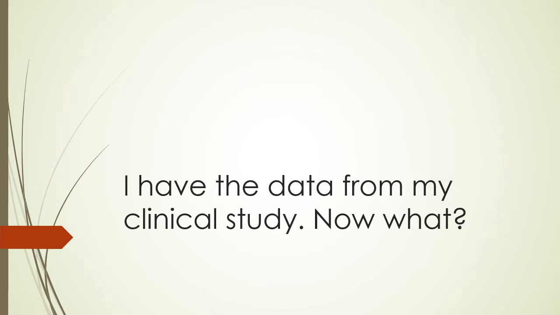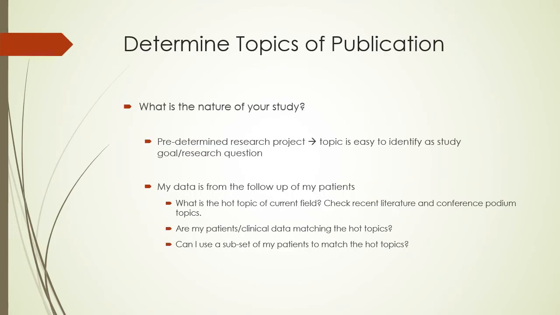So once you have data, especially a lot of you probably will have clinical study data. Now what? The first thing you want to ask yourself, and maybe discuss with your surgeon, is what kind of topic of publication you are looking for. So imagine when you have the final publication, the paper will have a title. What is that? Usually that's regarding a research question. The nature of your study also determines the topics.